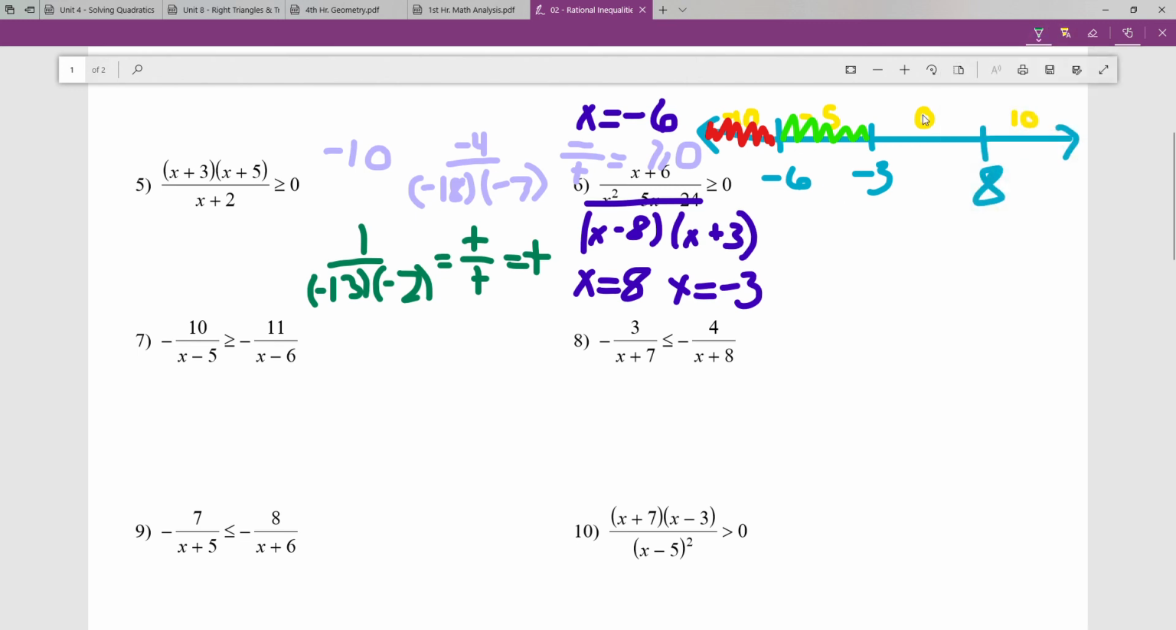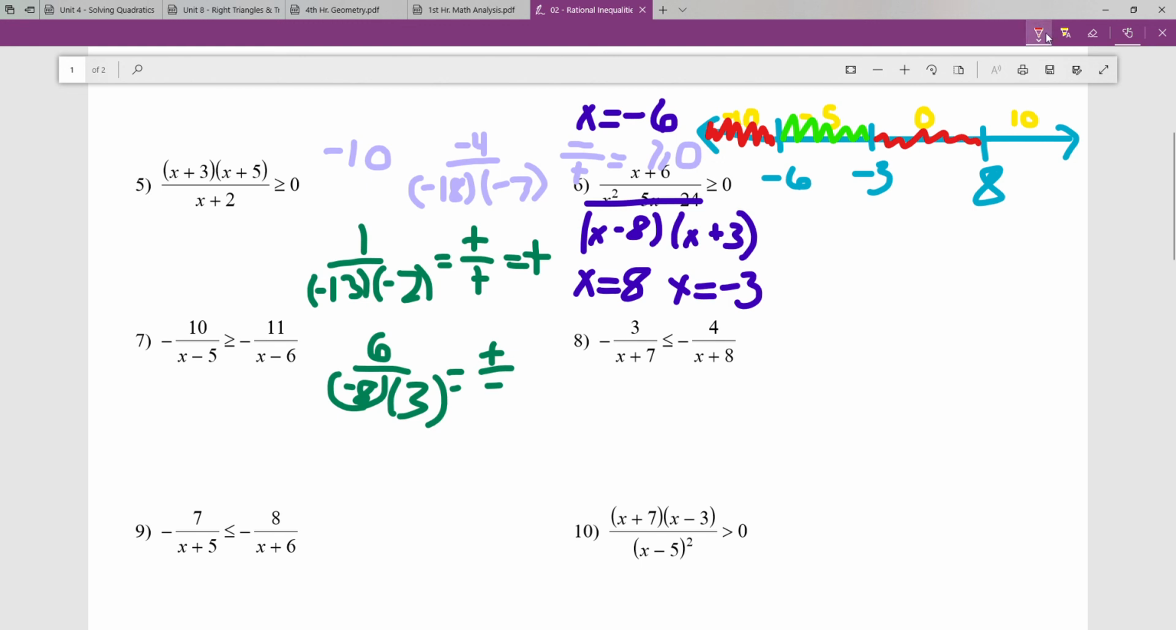So for 0, 0 plus 6 is going to be a positive 6. 0 minus 8 is going to be a negative 8. And 0 plus 3 is going to be 3. In other words, we have a positive 6 over a negative times a positive, or ultimately a negative, right? This is two different signs. It's going to make a negative number, and a negative is not greater than or equal to 0. So this is actually going to be an interval that does not work for us.